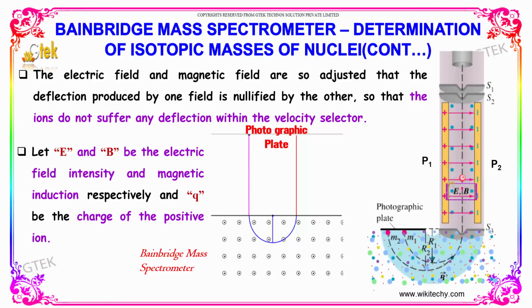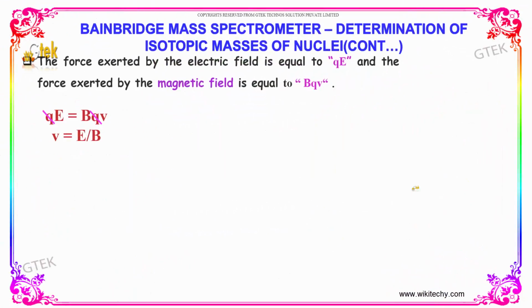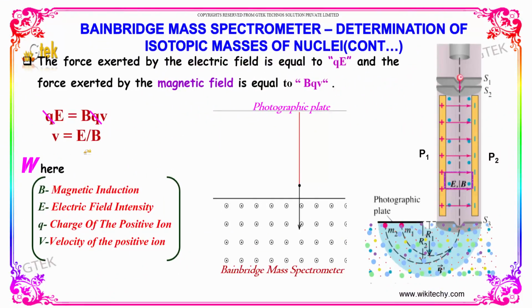Let E and B be the electric field intensity and magnetic induction, and Q be the charge of the positive ion. Equating the two forces, the force exerted by the electric field, QE, is equal to the magnetic force, BQV. Cancelling Q, you get V equal to E divided by B, where B is the magnetic induction, E is the electric field intensity, Q is the charge of the positive ion, and V is the velocity of the positive ion.